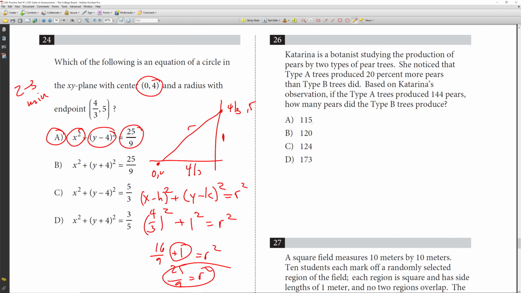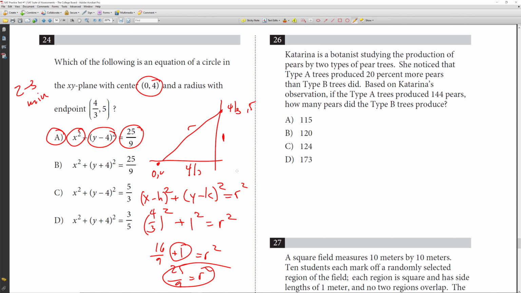Number 26. Another small passage. Let's go to the end. If type A trees produce 144 pears, how many pears did type B trees produce? Okay, so we're talking about tree production. Let's keep that in mind as we go through the question. Katerina is a botanist studying the production of pears by two types of pear trees. She noticed that type A trees produce 20% more pears than type B trees did. Based on Katerina's observation, if type A trees produce 144 pears, how many pears did the type B trees produce?